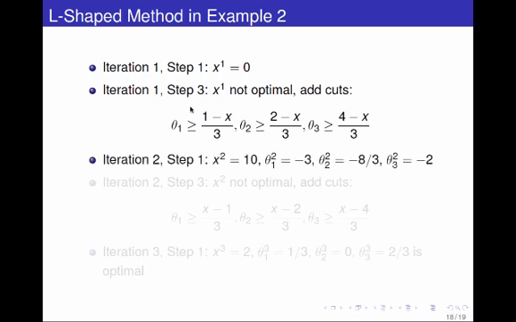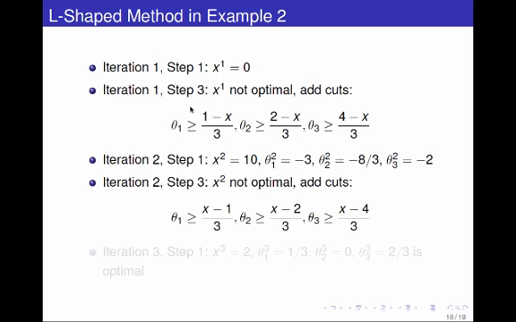Iteration 2, we solve the master, we get x optimal at 10, three more cuts. The optimal values of the thetas, and when we do the optimality check, it doesn't go through, so we generate three new cuts. And at that point, they also have the same slope, which is 1. It's three lines. And then iteration 3, we get an x3 of 2. The three theta values, and this turns out to be optimal.